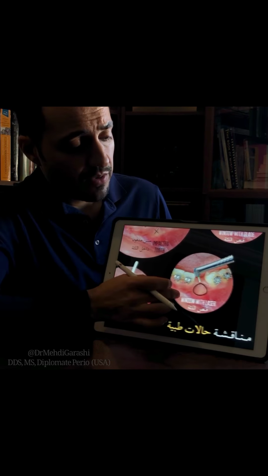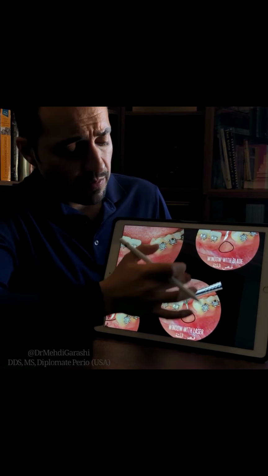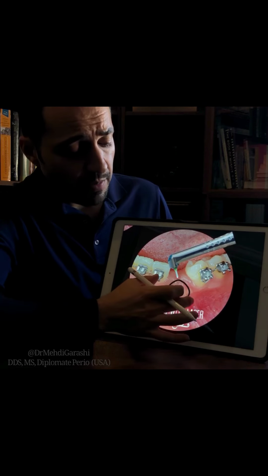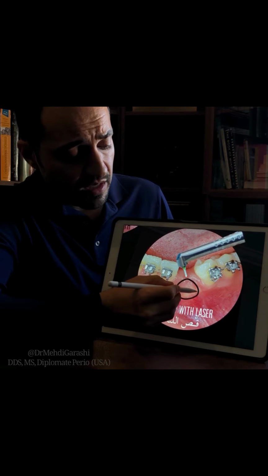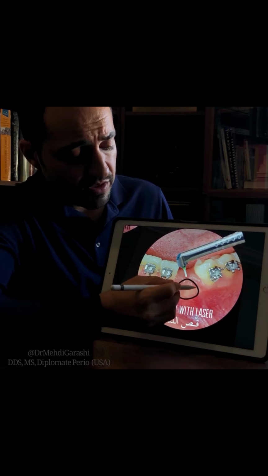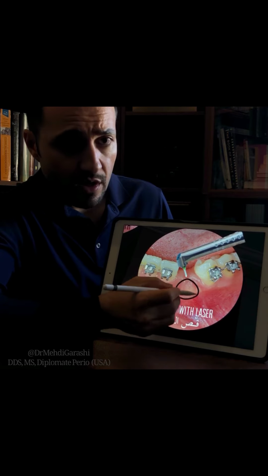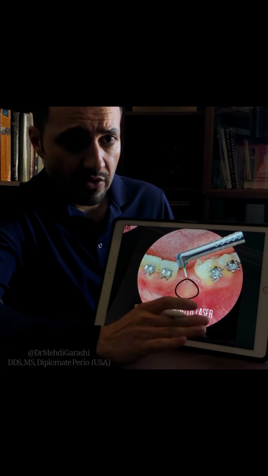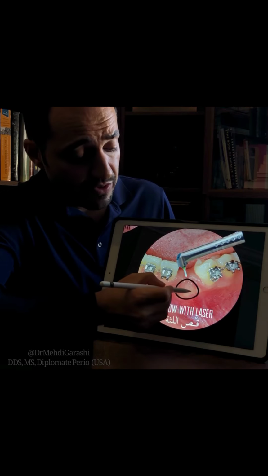Let's talk first about the window technique. Whether it's a blade or laser, it's going to cause the same problem. The problem with the window technique is that if we cut and remove this tissue right here, we're going to lose a lot of keratinized tissue. And we know how important it is to maintain as much keratinized tissue as possible. So that's the first problem.